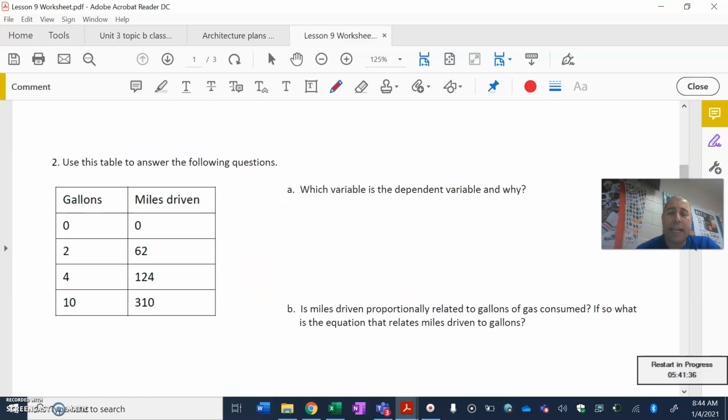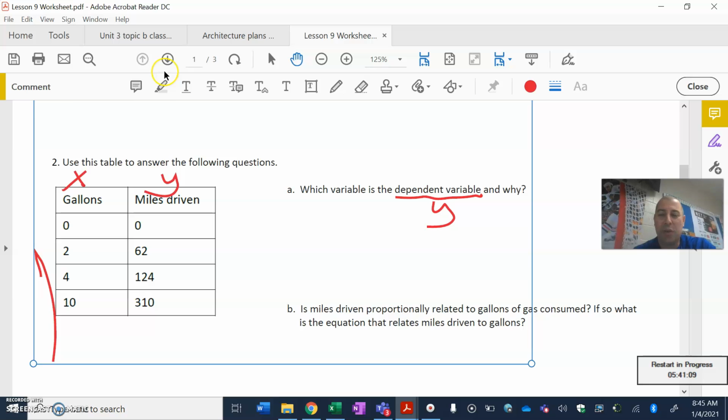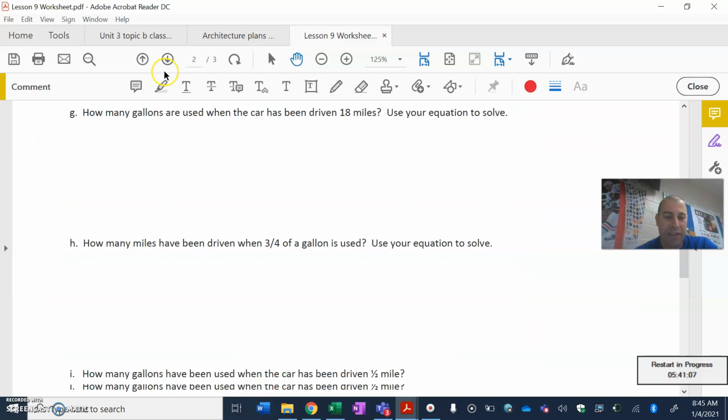Looking at question number 2, again, what is shown is the dependent variable, which means who's the y. Well, if we're talking about gallons and miles driven, you have to put gas in the car first, and then you can drive it. So again, you're figuring out who your independent and dependent variables are, so that you can write out your equation and then use your equation.